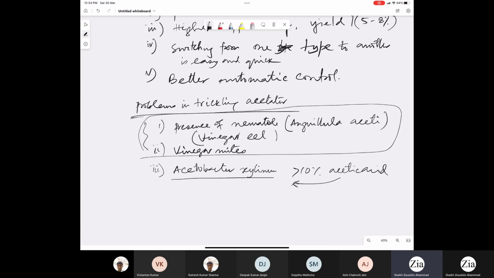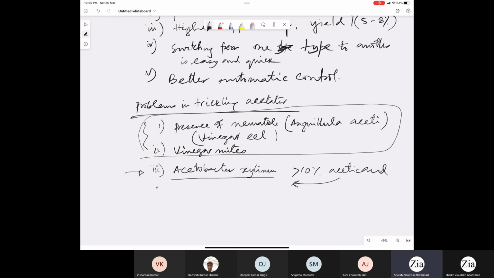So you will have a slime formation on the inert bed, and that will also create blockage in the bed. So you will have flooding because you will not get good channeling in the packed bed reactor system. So if you have less than 10% acetic acid present in the system, it will promote growth of Acetobacter xylinum, and that will block the inert reactor bed. So this is also one of the common problems we face in the trickling acetator.